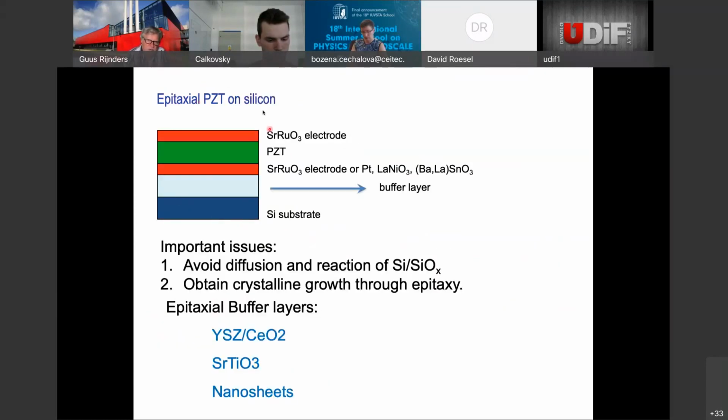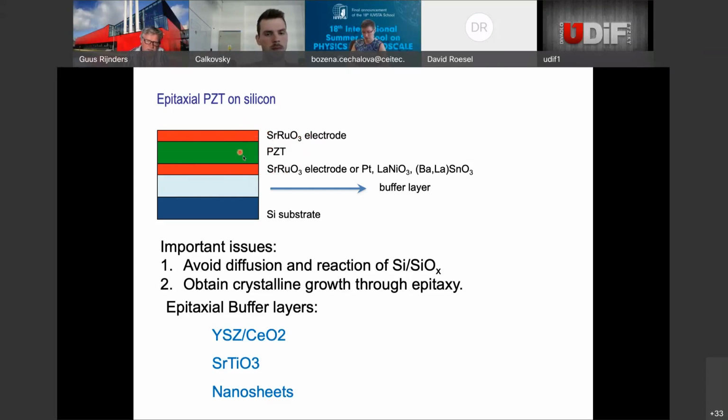Well, if you talk about epitaxial PZT on silicon, and this is a schematic sketch, what we wanted to do is to get a complete, fully oxide heterostructure on top of silicon. So I've shown you in the first few slides that you have strontium ruthenate, which is a metallic oxide. So it's an oxide perovskite material, but it is a very good conductor. And you need that for this parallel plate configuration.